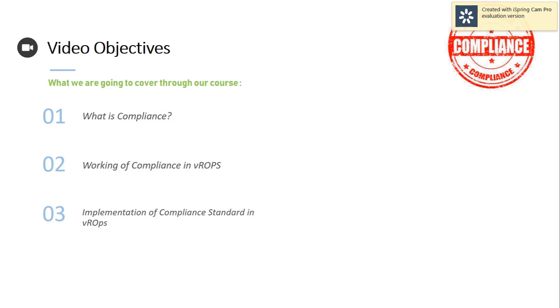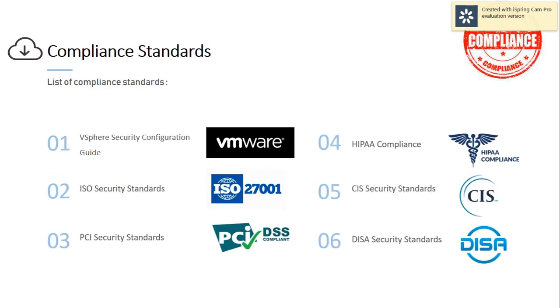Let's move on to our next objective, that is working of compliance in VROps. But before explaining the working of compliance, I would like to share a little information about compliance standards that are supported by VROps. We have our vSphere compliance standard by default in our policy, but to avail other compliance standards, we need to download their pack file, and like any other management pack, we need to install it in VROps. Each one of the compliance standards is best suited for a specific organization.